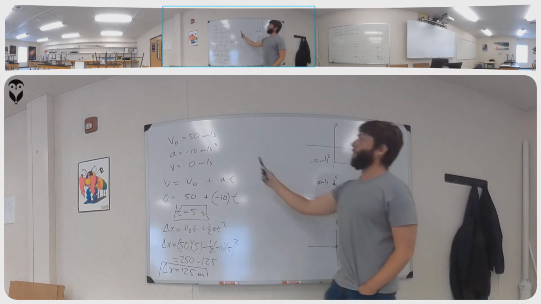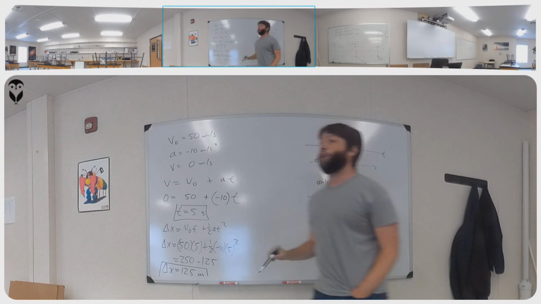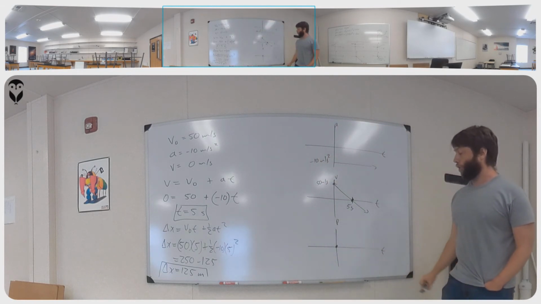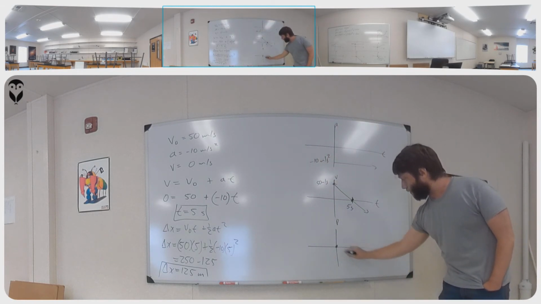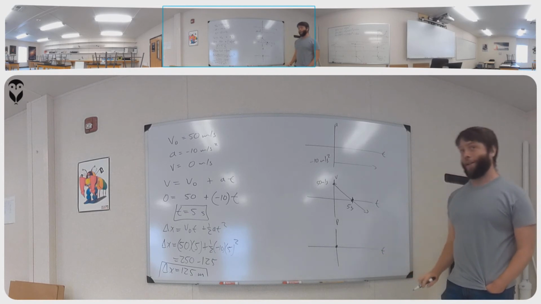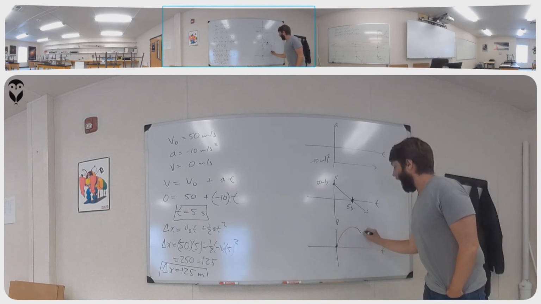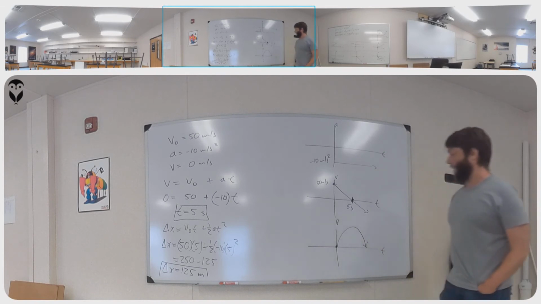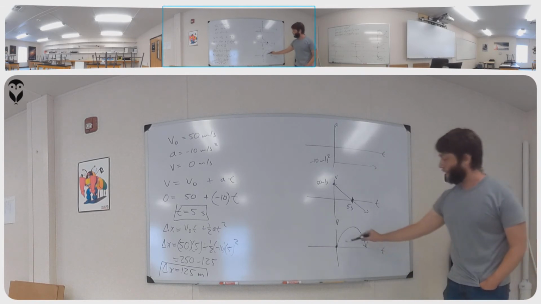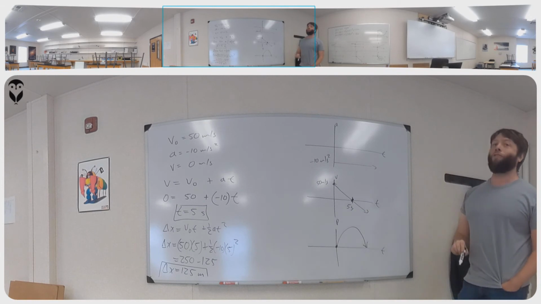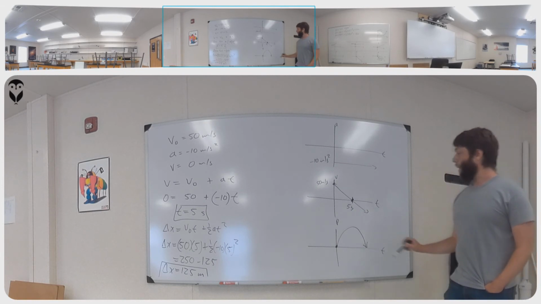Now, in class, we said that if you have a negative acceleration, you're going to have a downward curve. So you might think that this is going to be the downward curve right here. It's a little bit more complicated than that. The graph actually looks like this. It is an upside down parabola.